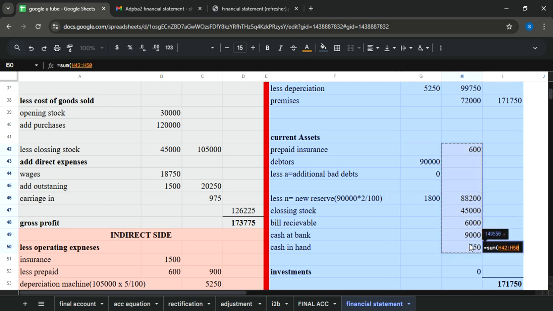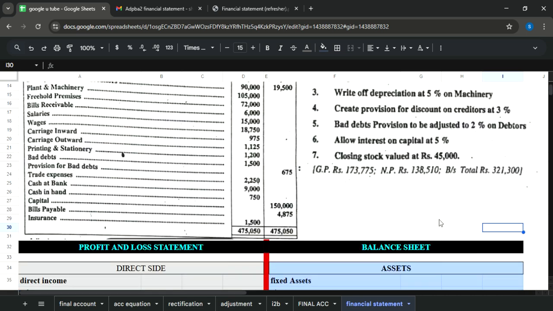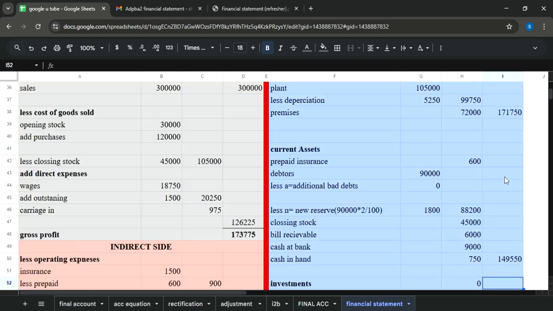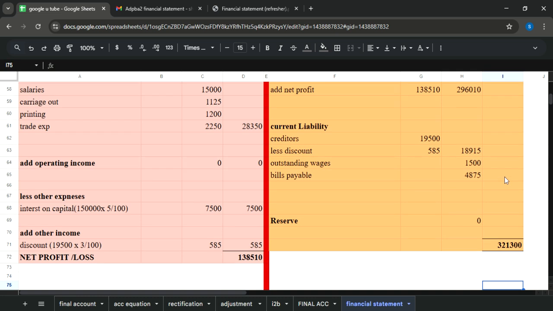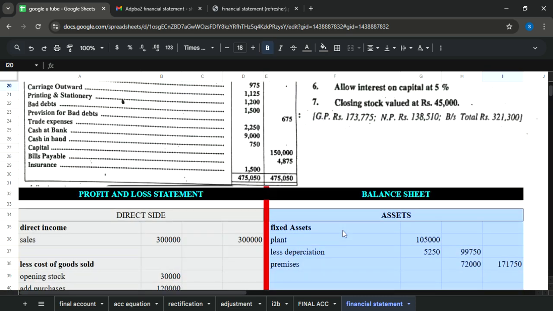So here we have current assets. There is no investment. So finally, look at here. This is your sum of fixed asset, sum of current asset, and this is grand sum 300. So here is our answer 300. Balance sheet asset side is matched with balance sheet liability side 300. So guys, in this way all four answers are matched with the answers given in the book: two answers of balance sheet, gross profit and net profit.